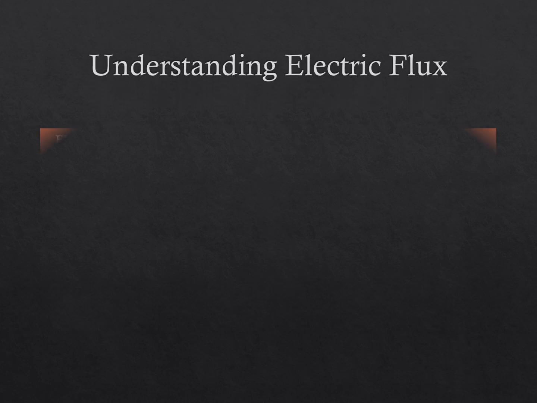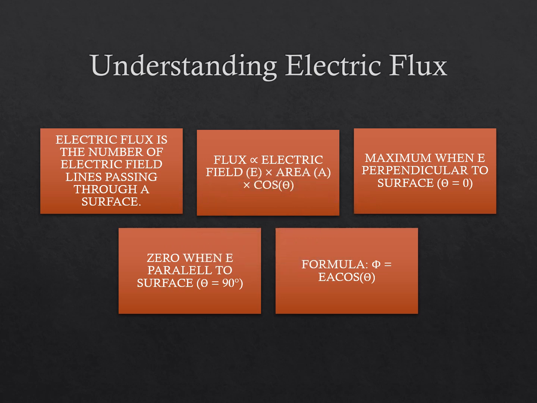Let's start with electric flux. Flux measures how much electric field passes through a surface. Think of it like wind blowing through a window. The more direct and stronger the wind is, the higher the flux. If it slides past the window, very little air gets through. That's like zero flux. The formula for this is Φ equals EA cos theta.